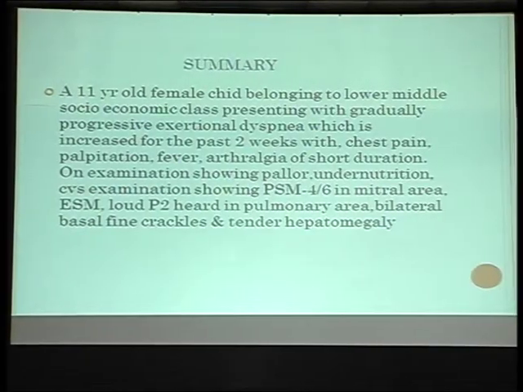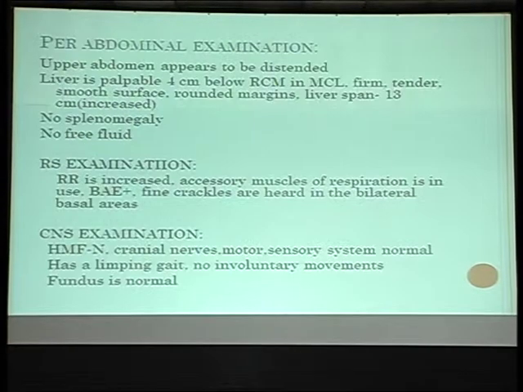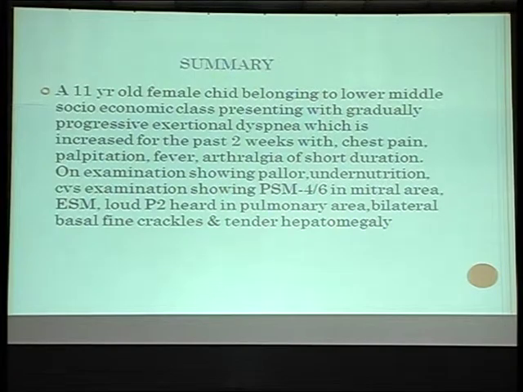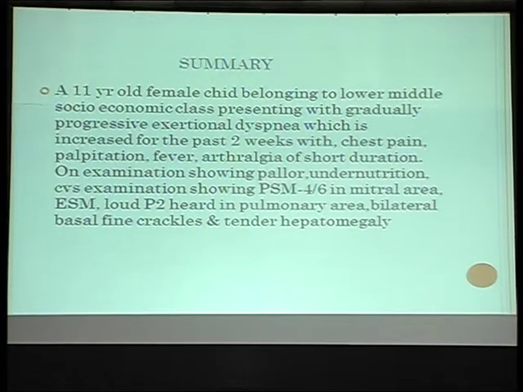What is the normal liver span in this age group? About 10 centimeters. She walks with a limp because of the joint pain. Uh-huh. Because of the joint pain, sir. Okay.